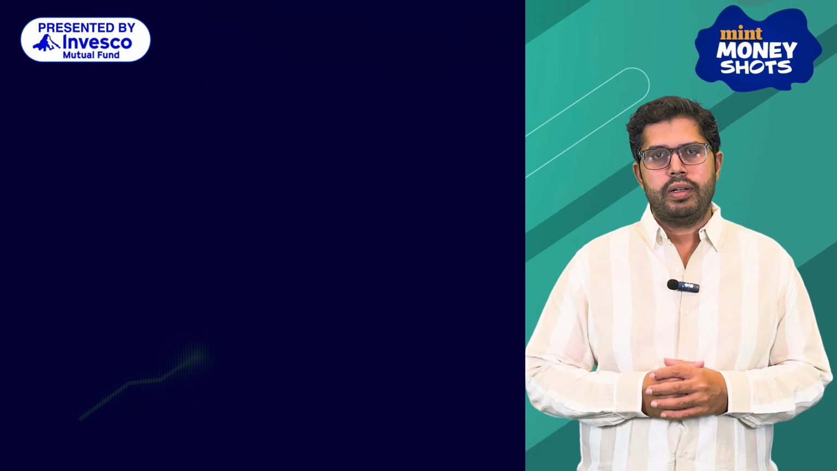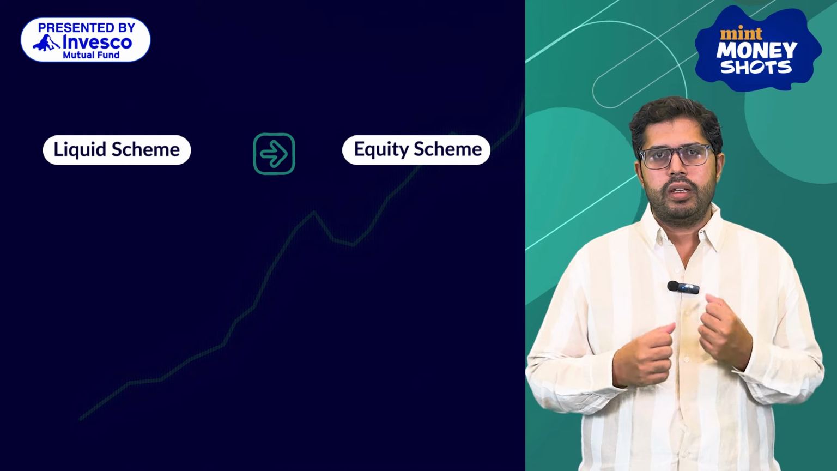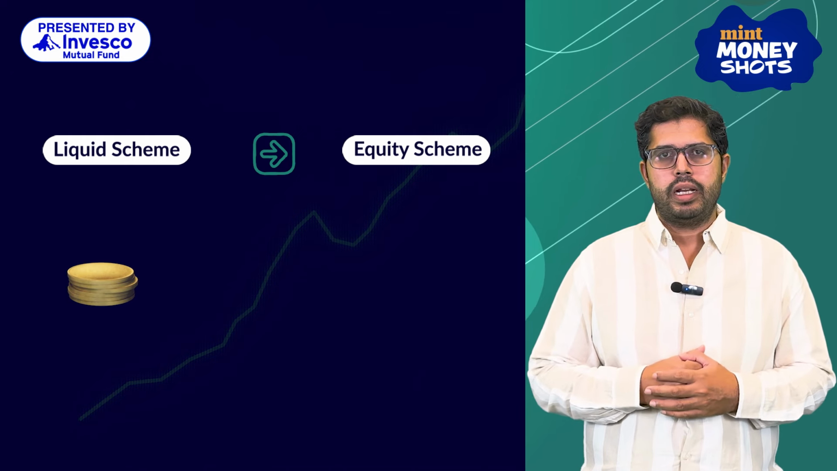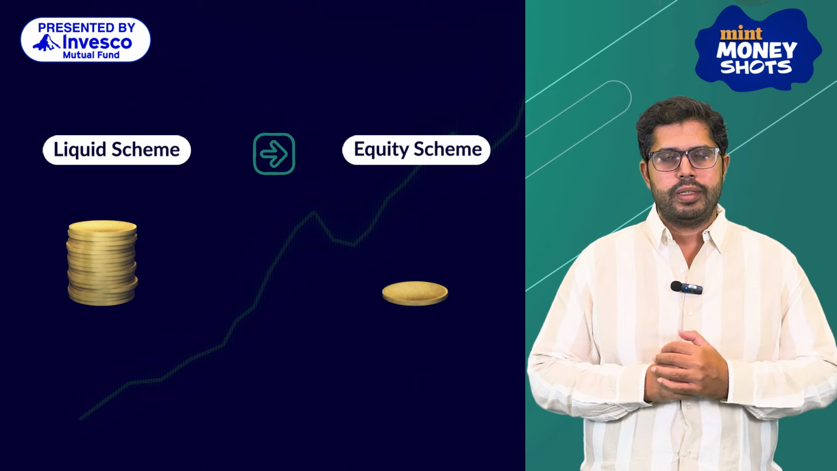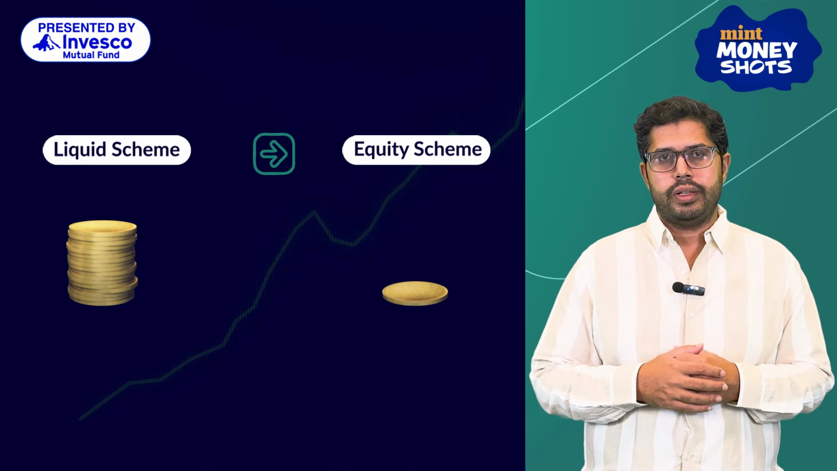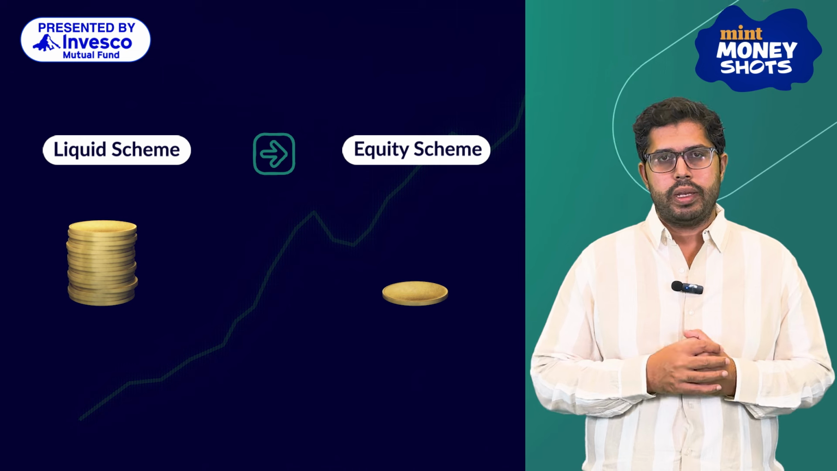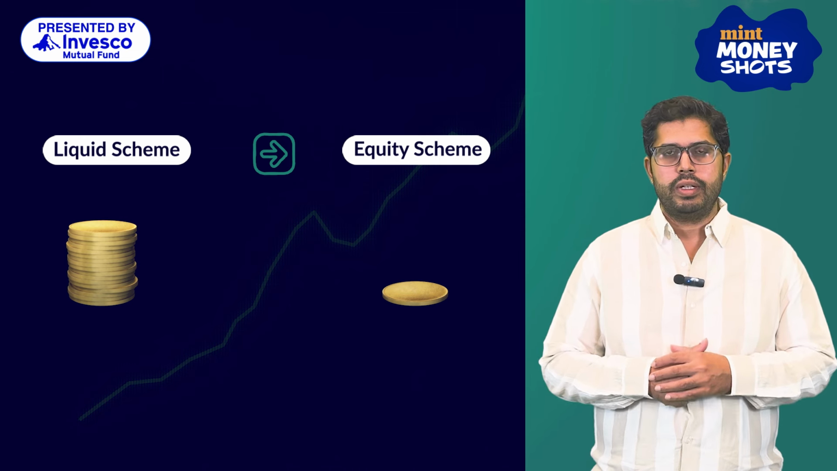When markets are at an all-time high, you might feel hesitant to invest a large amount in equities. Here's where STP comes in. You can invest a lump sum in a liquid scheme and set up an STP to gradually transfer funds to an equity scheme. This way you enter the market gradually, lowering the risk of investing all your money at a market peak. Example, an STP from a liquid scheme to a pure equity scheme.